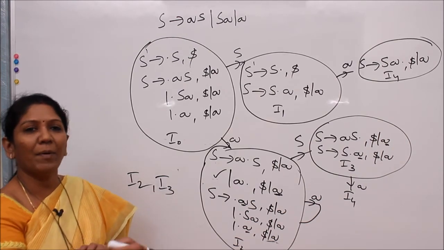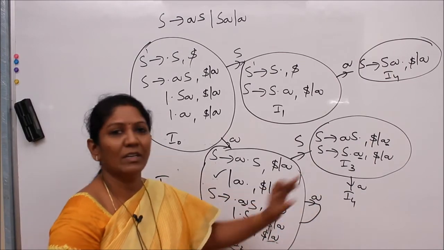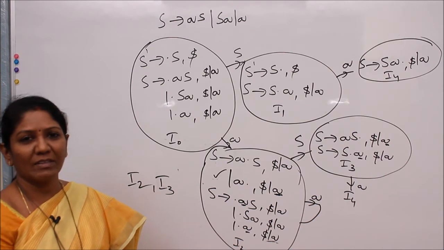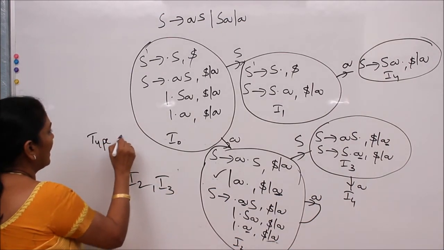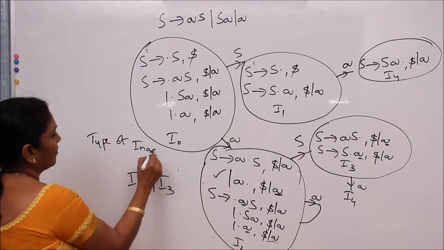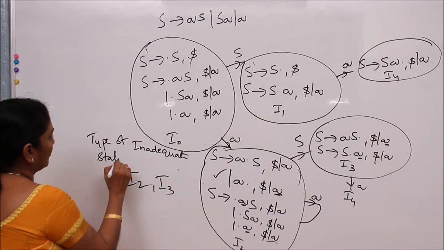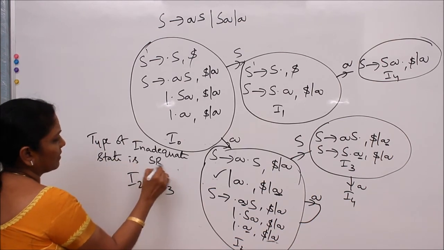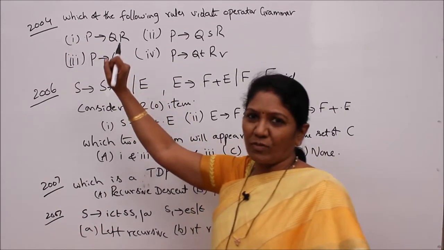And what is the type of inadequate state? Here it is an SR conflict, here also it is an SR conflict. So the answer for the second part is, the type of inadequate state is SR, shift reduce conflict.